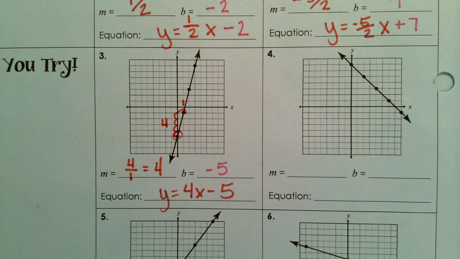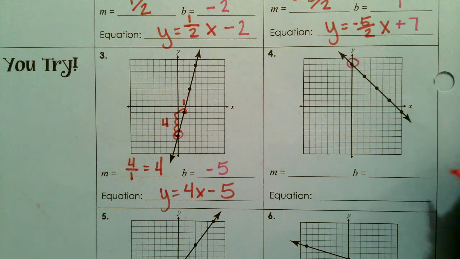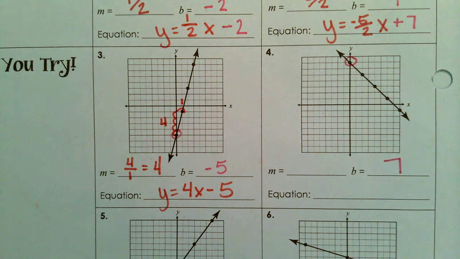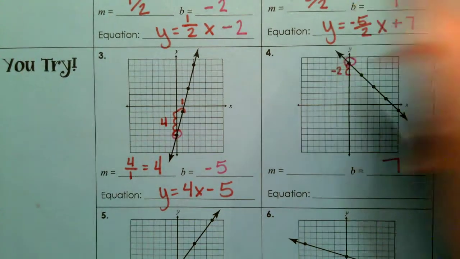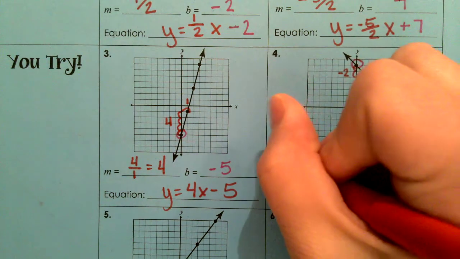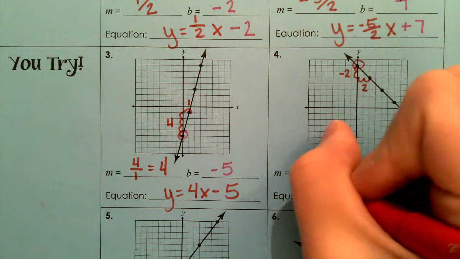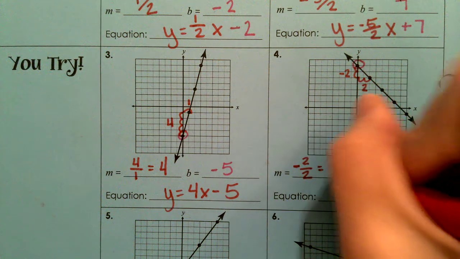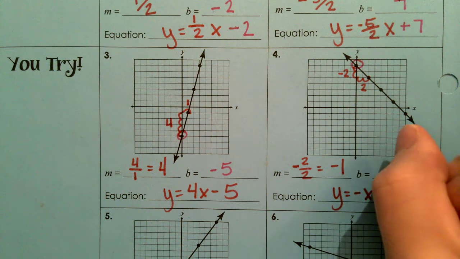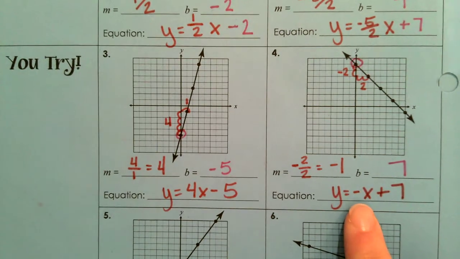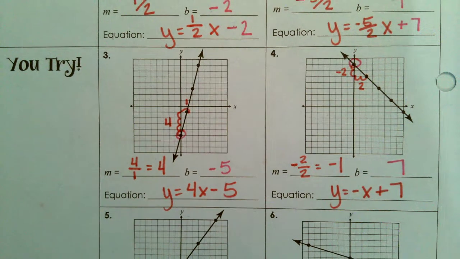Okay. Then on number 4, you should have seen that we started way up here, and that's at +7. And then you would have gone down 1, 2, so that's a -2. And I notice this is a negative line, so my slope's going to be negative. And to the right, 1, 2. So -2 over 2, which we know we have to simplify to be -1. So your equation is going to be y equals -x plus 7. You can have that 1 in front of that x and behind that negative sign. That's kind of a personal preference, but you just got to know that there's always a 1 there.